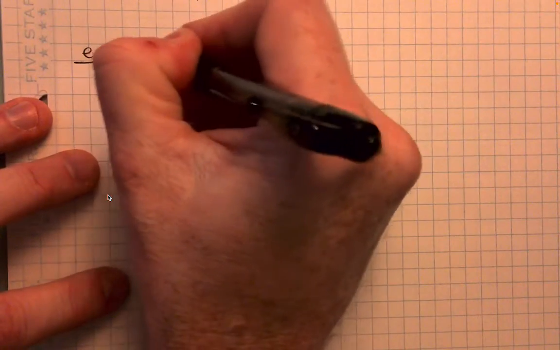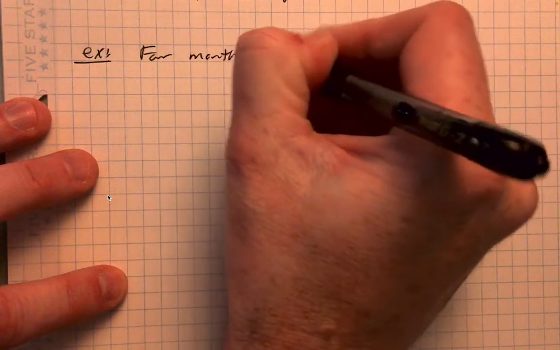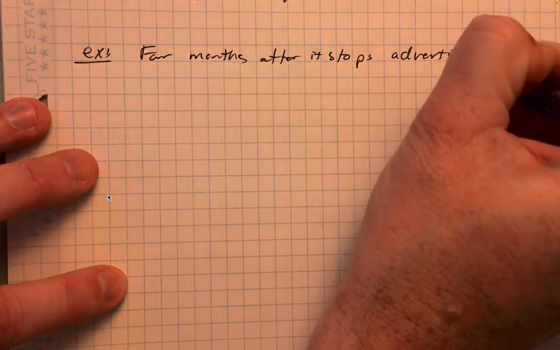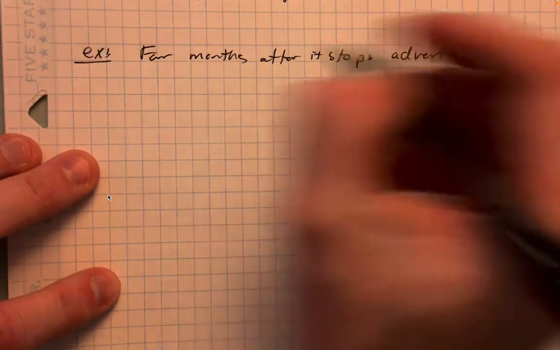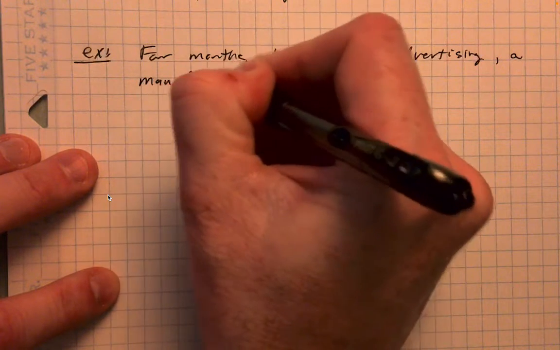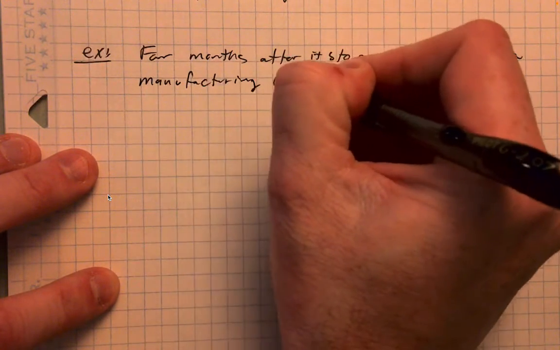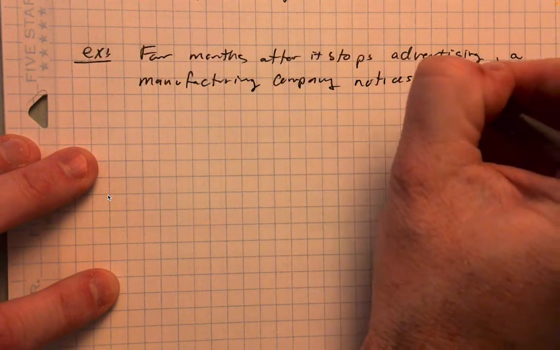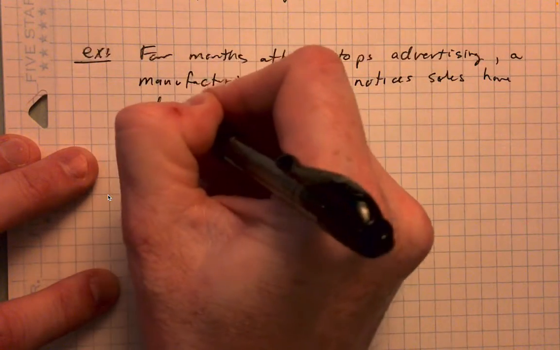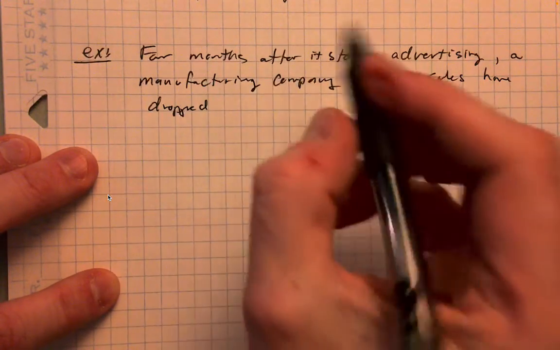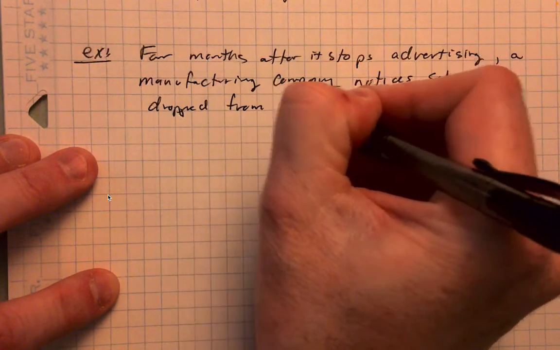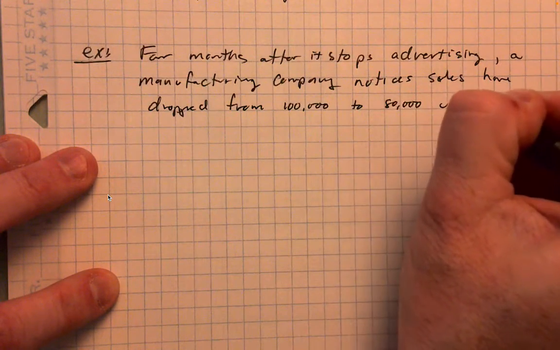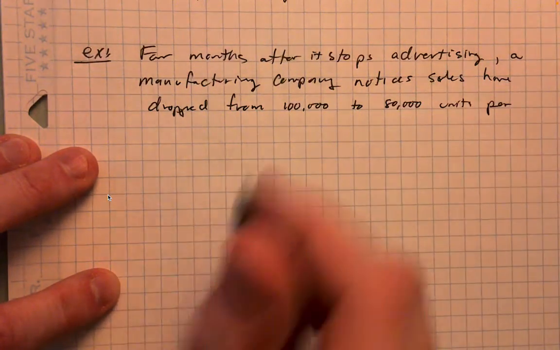4 months after it stops advertising, a manufacturing company notices sales have dropped. All right, specifically from 100,000 to 80,000 units per month.